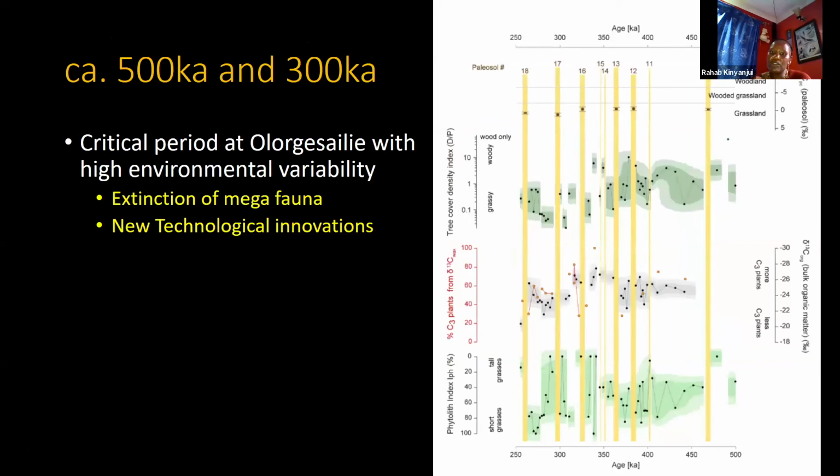Again, now comparing with the soil carbonate, the data still showed the same trend, where after 400, we have a high variability time between 500 and 300, 320 especially. We had a very high variability in terms of environment and climate. And this is a time that we see from the fauna assemblage, there's extinction of megafauna, and we have a new fauna assemblage in the basin, and again, new technological innovation by the hominin.